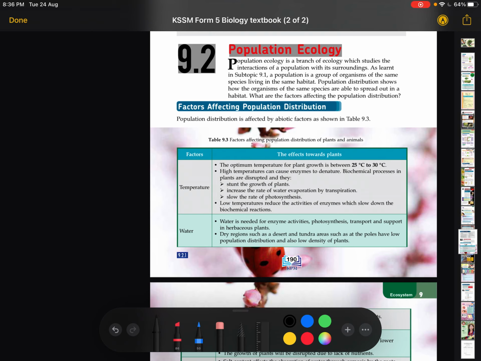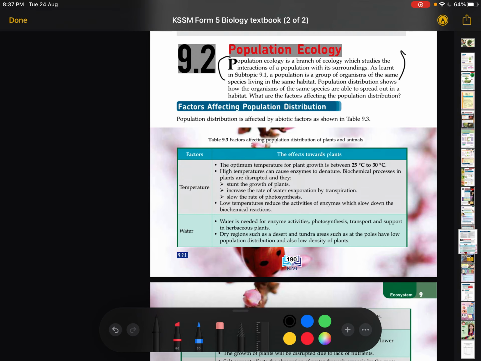Next is population ecology. Population ecology is a branch of ecology which studies the interactions of populations with surroundings. So basically, how does the population work in an ecosystem? There are multiple ways the population can be distributed. What this means is, how does the population spread?